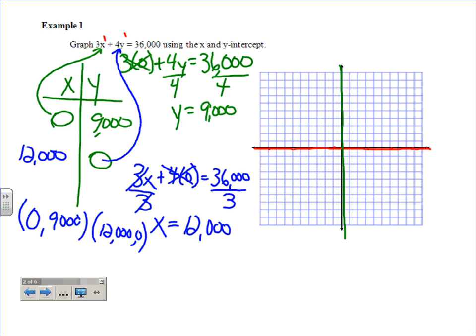How am I supposed to grab 0, 9,000 when it only goes to 10? Just keep making tick marks until you get there?